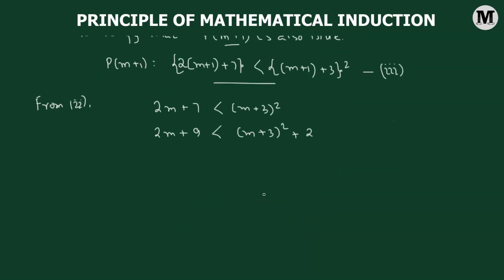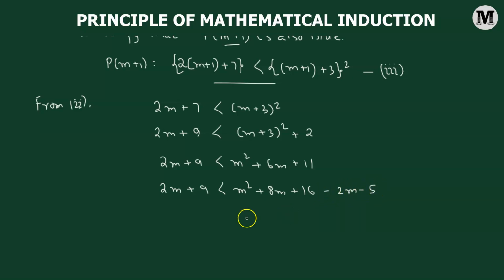Right, let's expand this. So this is going to be 2m plus 9 less than m squared plus 6m plus 11. Which can be further manipulated to get 2m plus 9 less than m squared, but instead of 6m we're going to consider 8m, and instead of 11 we're going to consider 16. But these are extra terms that we have added. So we'll have to subtract 2m and we have to subtract 5 as well, which means now we have 2m plus 9 less than m squared plus 8m plus 16.